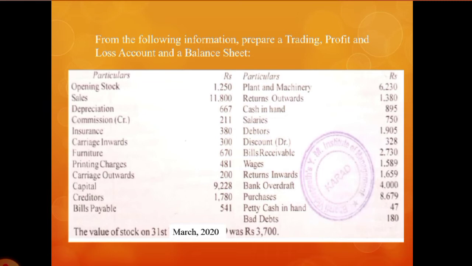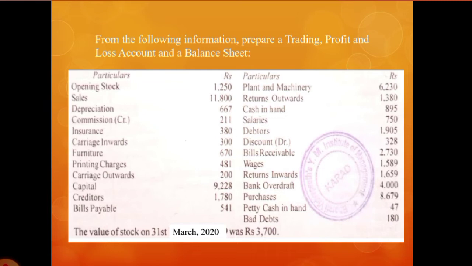Insurance is an indirect expense of your business. It is an expense related to the office administration of your business, so that also will be shown on the debit side of profit and loss account. Now carriage inwards, it is a direct expense and therefore it will be shown on the debit side of trading account. Furniture is a fixed asset of your business. It will be shown on the asset side of balance sheet.